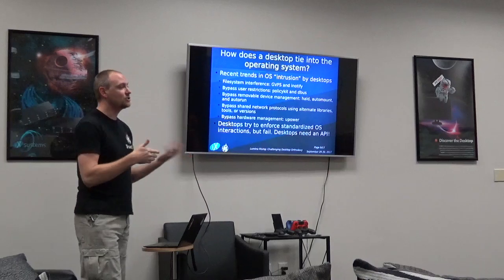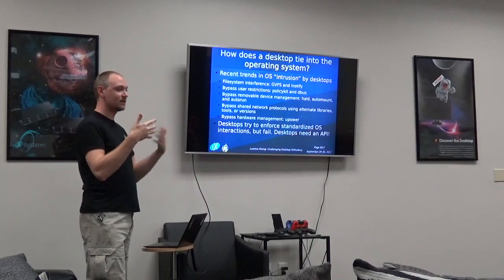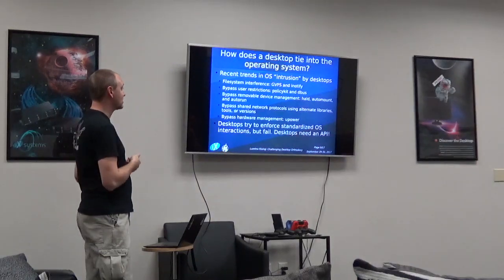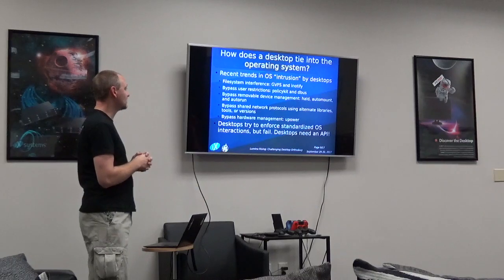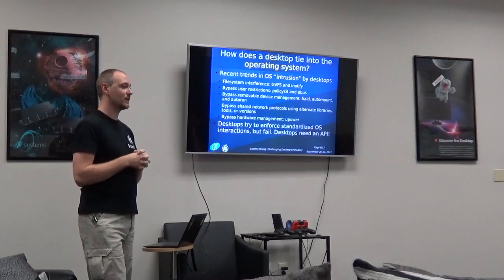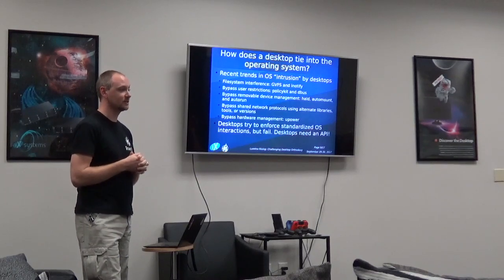So how does it tie into the desktop system then? If we use those distinctions, where are they starting to blur? Where are they starting to merge together? I call this OS intrusion by the desktop. What about file system interference? Where is the desktop starting to define what the file system can or can't do?